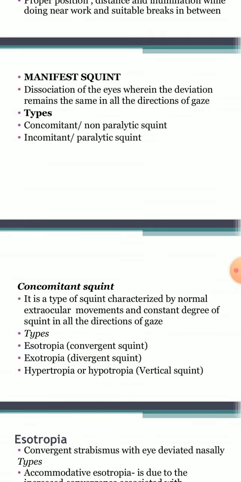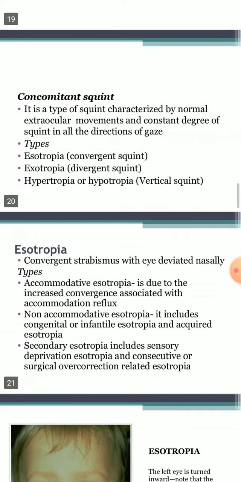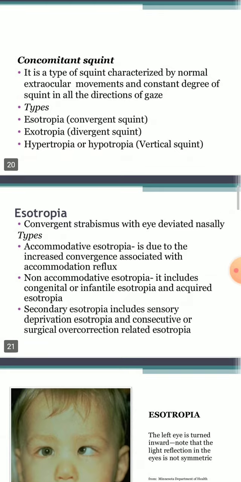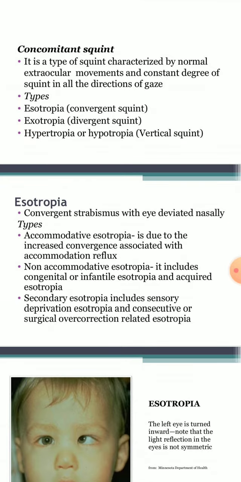Manifest squint: deviation of the eyes, wherein the deviation remains the same in the direction of gaze. Types: concomitant non-paralytic squint, incomitant paralytic squint. Concomitant squint is a type of squint characterized by normal extraocular movement and constant degree of squint in all directions of gaze. Types: esotropia, exotropia, hypertropia.